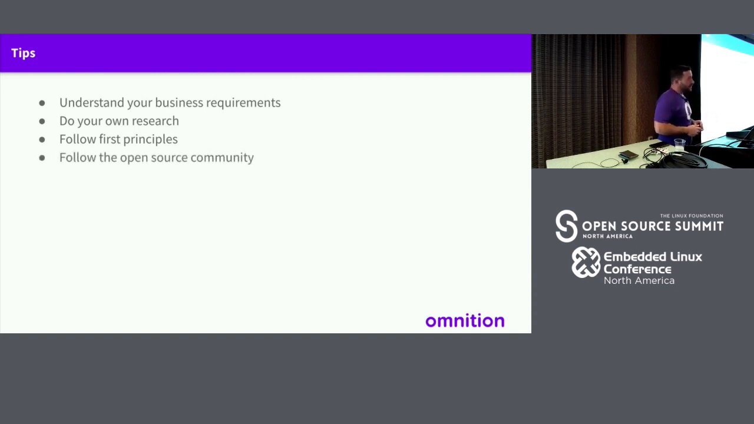Follow the open source community. Things are changing very rapidly. There has to be at least a dozen open source API gateways that I can think of off the top of my head right now. Ambassador is one of them. It's the one that we decided to use. We know a lot of other people that use it as well, but it's not the only one out there.